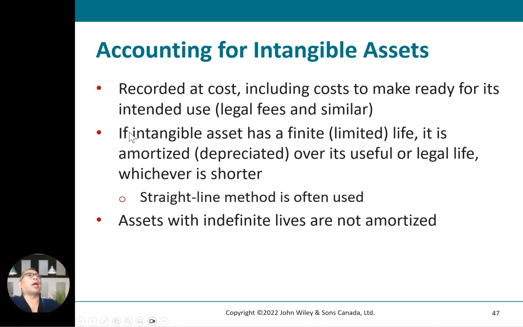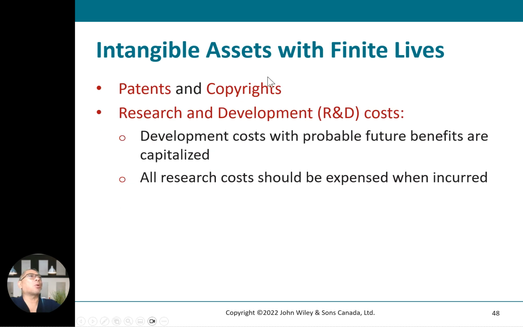If an intangible asset has a limited life, it is amortized over its useful life or legal life, whichever is shorter. The straight-line method is often used for this kind of asset. Assets with indefinite lives are not amortized. Examples here are patents and copyrights with finite lives. A good example is the medical field, like penicillin and others.